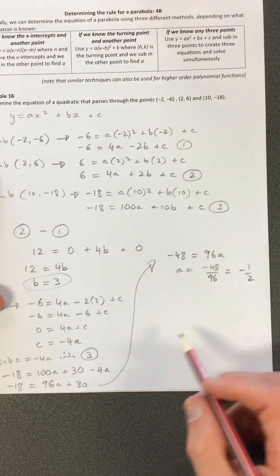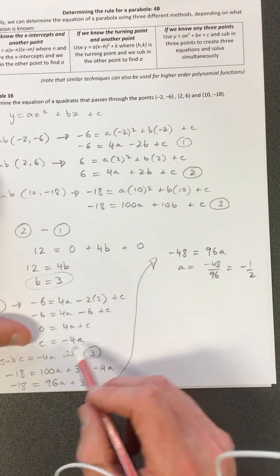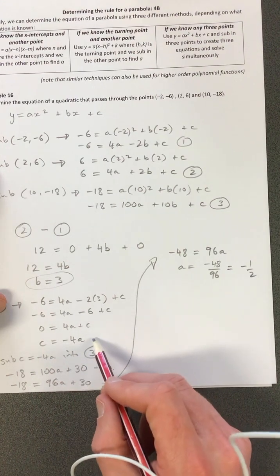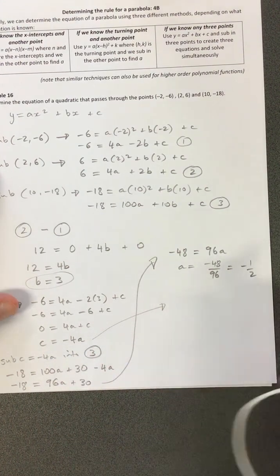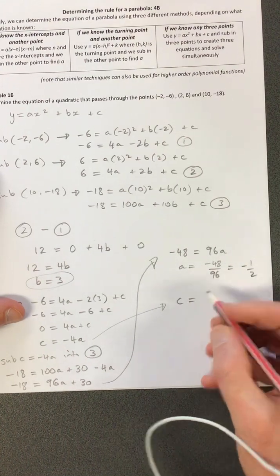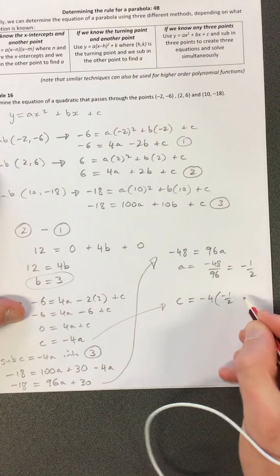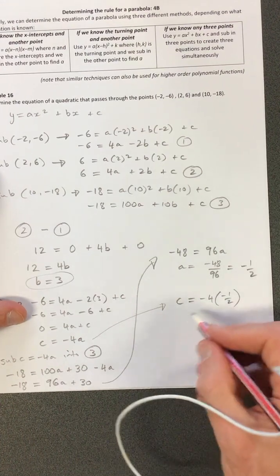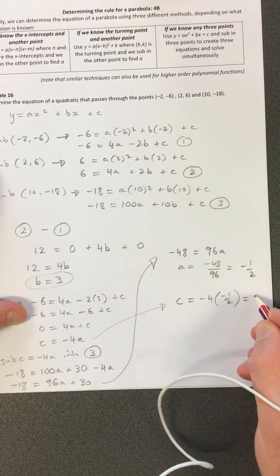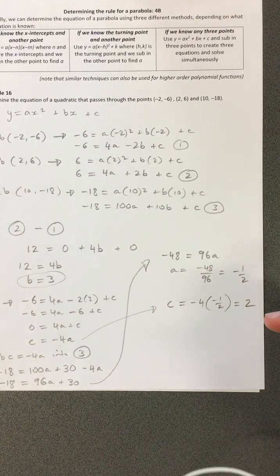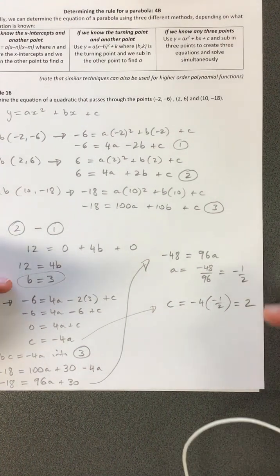So we now have A equals negative a half, and because we can take this connection that we had with C equals negative 4A before, my diagram's going to look a bit weird, but anyway, C equals negative 4 times A becomes C equals negative 4 times negative a half, which just equals positive 2. Right, so what do we have? A equals negative a half, B equals 3, C equals 2.